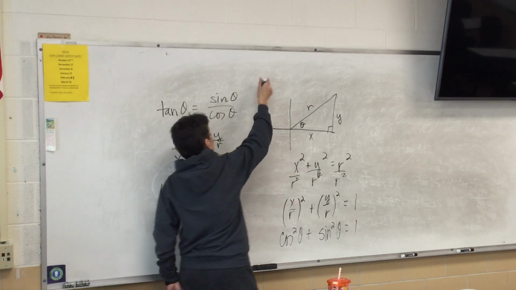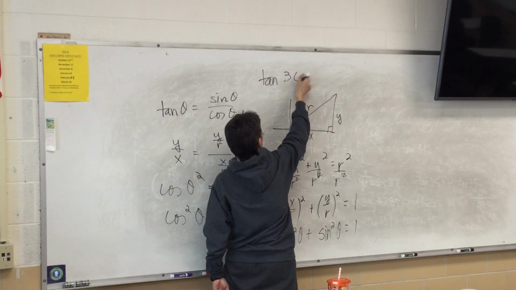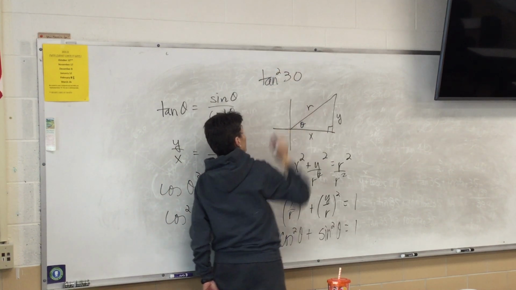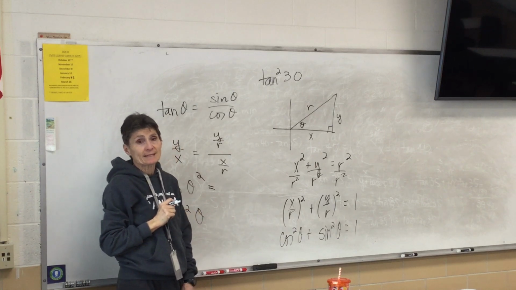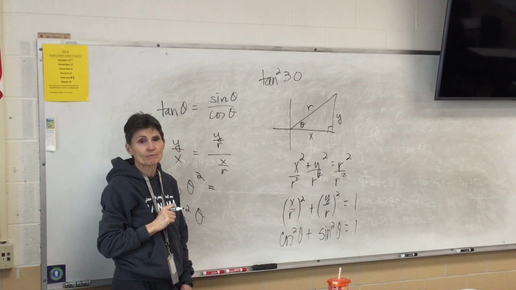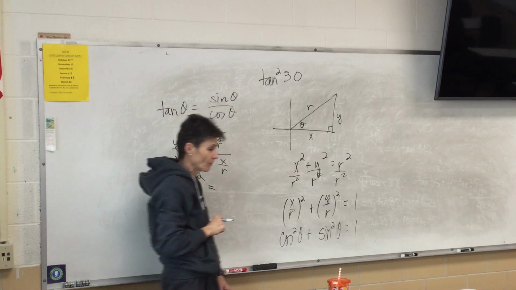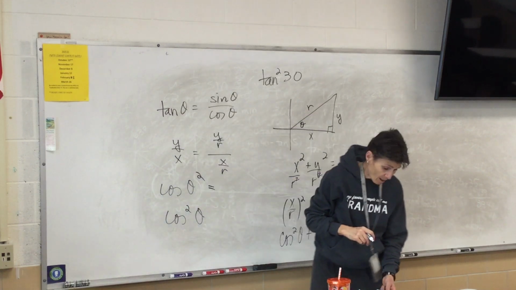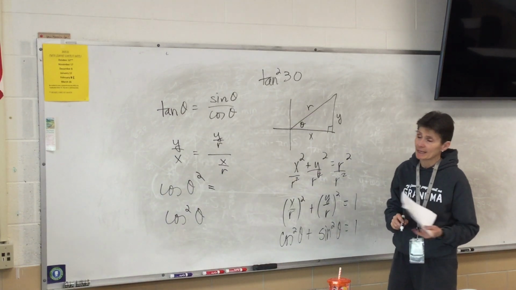So if I have the tangent of 30 and I want to square that, I'm going to put it right there. That tells me I'm squaring the tangent of 30. Just a notational thing. All right, then we have the cofunction identities.